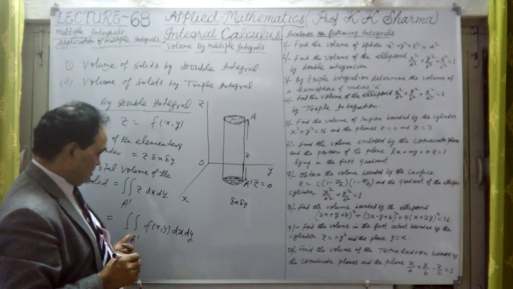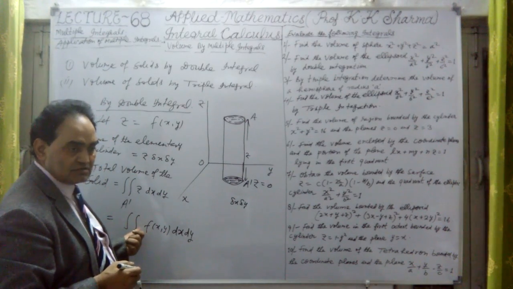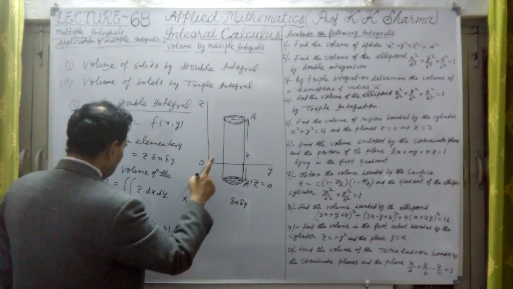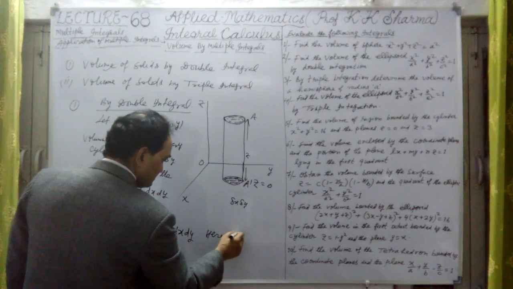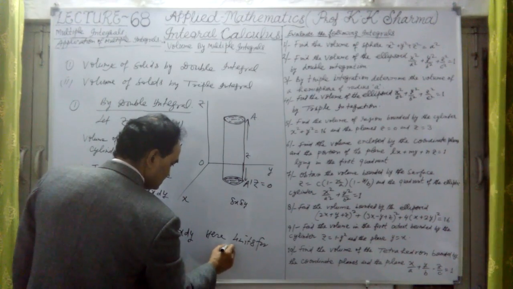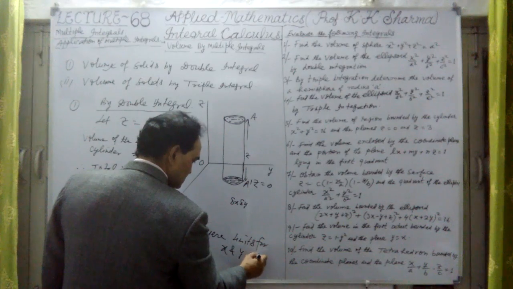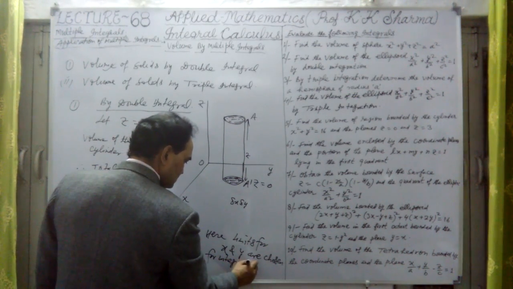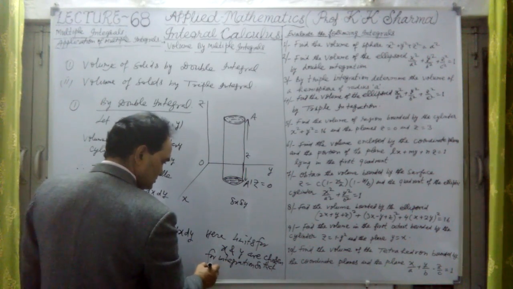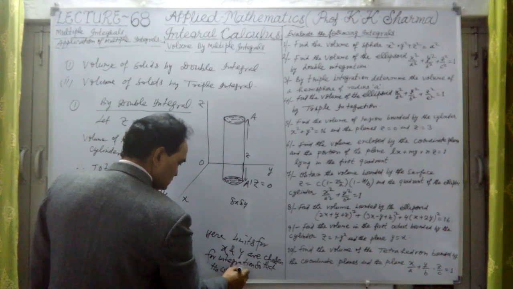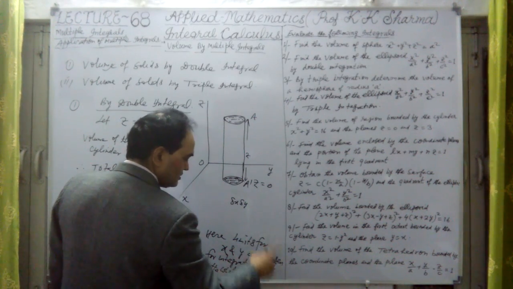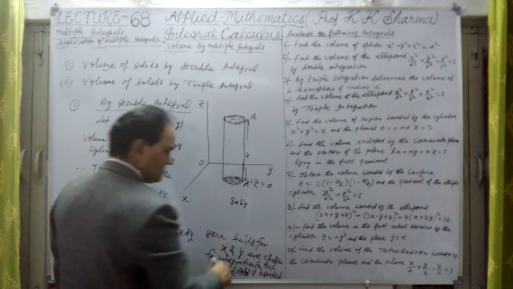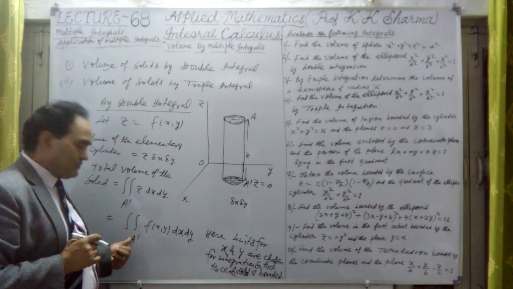Now, what are the limits of this? The first integration is for the x limits, and the second is for the y limits. We put the proper limits for x and y, chosen for integration so that the whole solid is covered, so that the whole solid figure is bounded. So for that we have to find the limits of the x variable and the y variable.